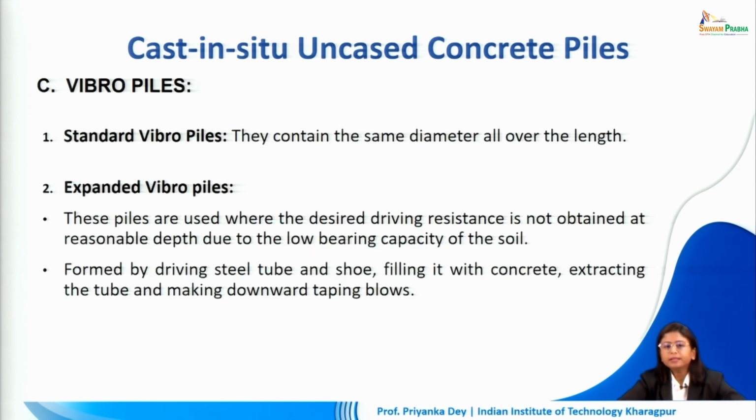The vibro pile can be categorized as standard vibro pile or expanded vibro pile. The standard vibro pile contains the same diameter all over the length, whereas the expanded vibro pile has a certain extended shape at the bottom, and this can provide greater resistance to load. It can operate in areas where there is low bearing capacity of the soil.